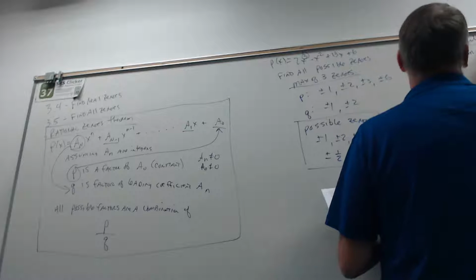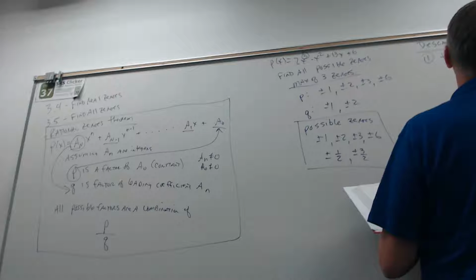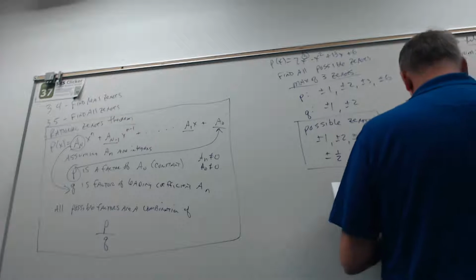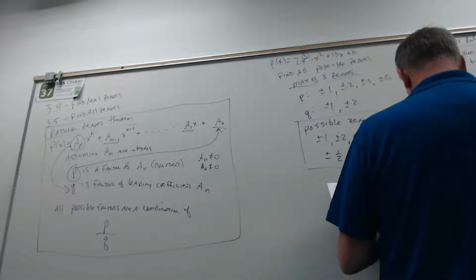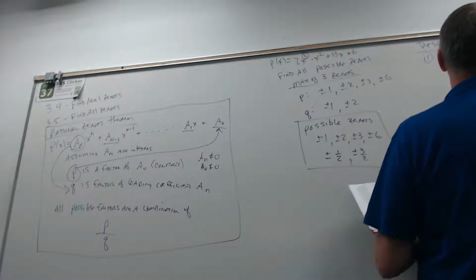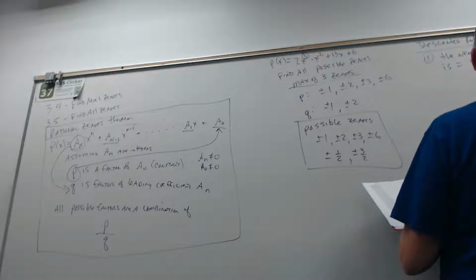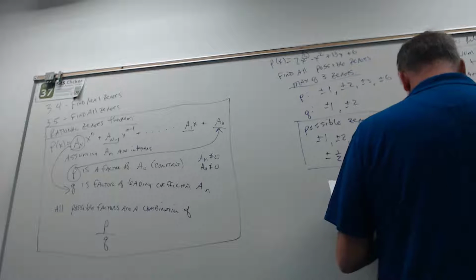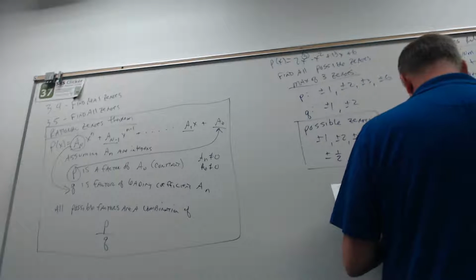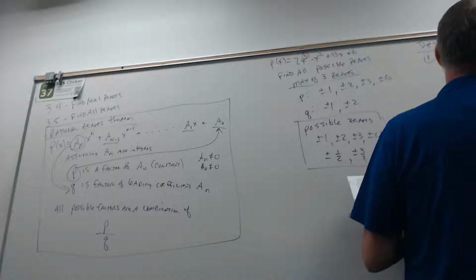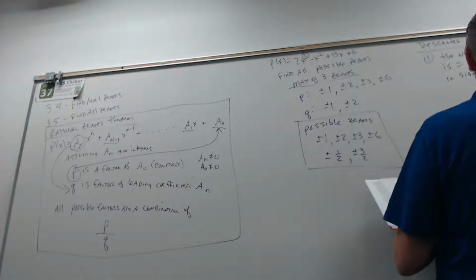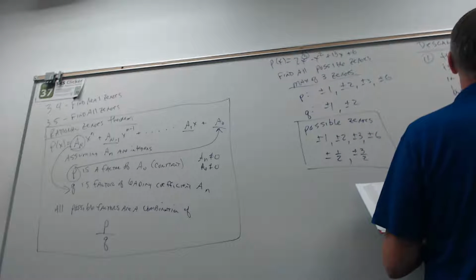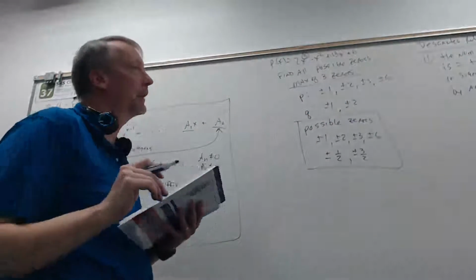The number of positive real zeros is equal to the number of variations in sign in P of X or less than that by an even whole number. I know that's a little confusing, and I'm going to explain it in just a minute, okay?